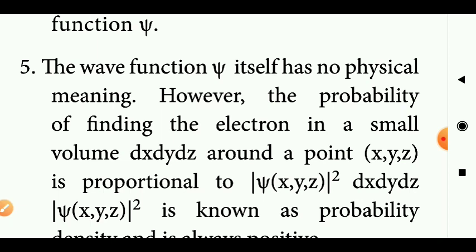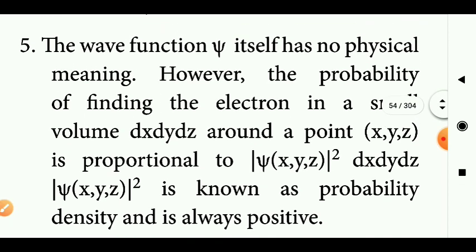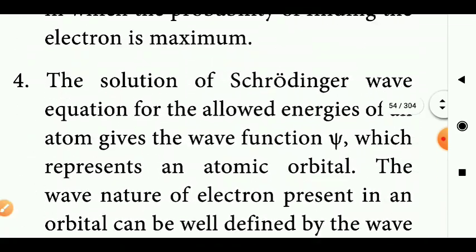Probability means maybe, wherever the electron is likely to be, that density is given by psi squared. The value of psi squared will always be positive. So what about the value of the modulus square of psi of x, y, z around the nucleus?